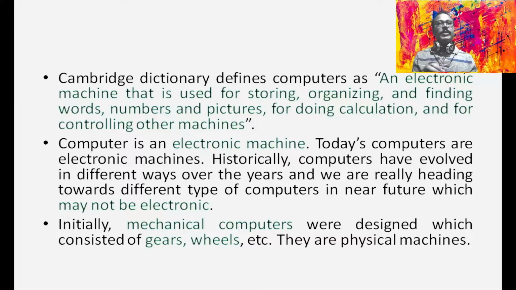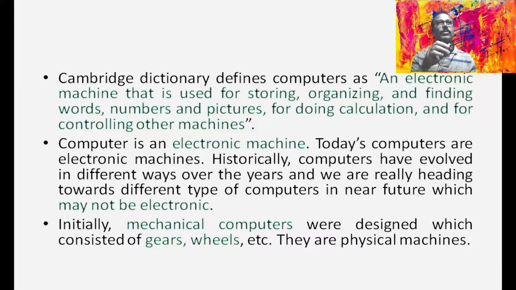So it's an electronic machine, and it is used for storing. That means you should be able to store it in memory, that is, you keep it somewhere, and whenever required, you retrieve it and use it. And also for organizing data, programs, etc. The organization of data has a major impact on programming that we'll study later. And finding, that means finding or searching.